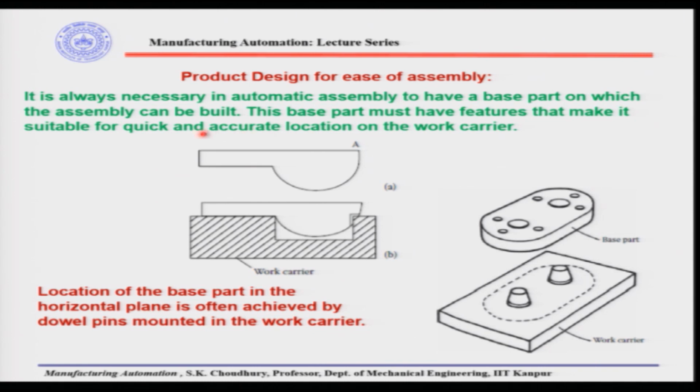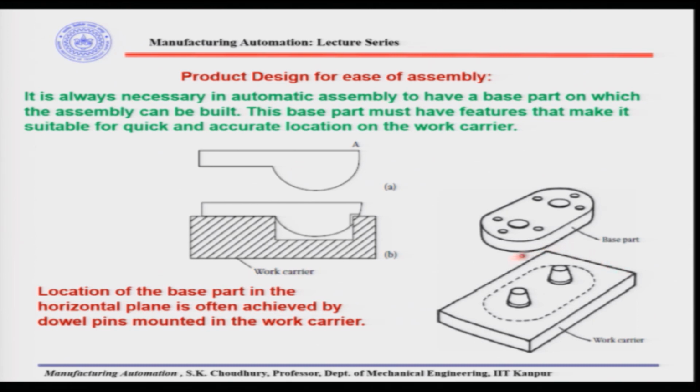This is making the quick and accurate location of the work carrier possible. So, once again, this is the base part, this has to come on the work carrier, and for quick and accurate location of the base part on the work carrier, there should be some specific feature. Without that feature, this base part may not be located easily or accurately on the work carrier, that is what we are saying.